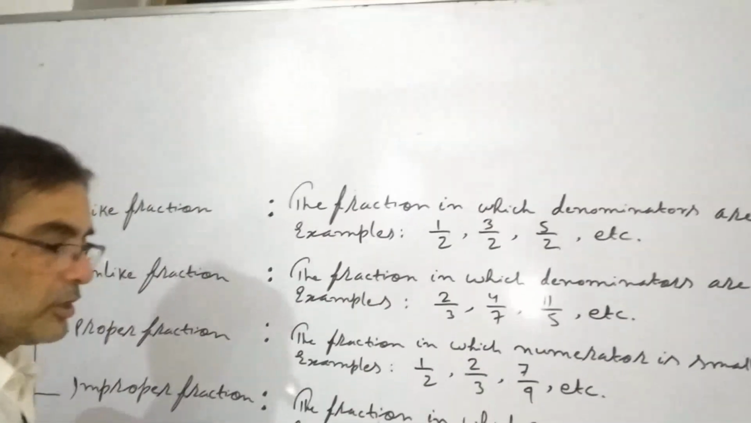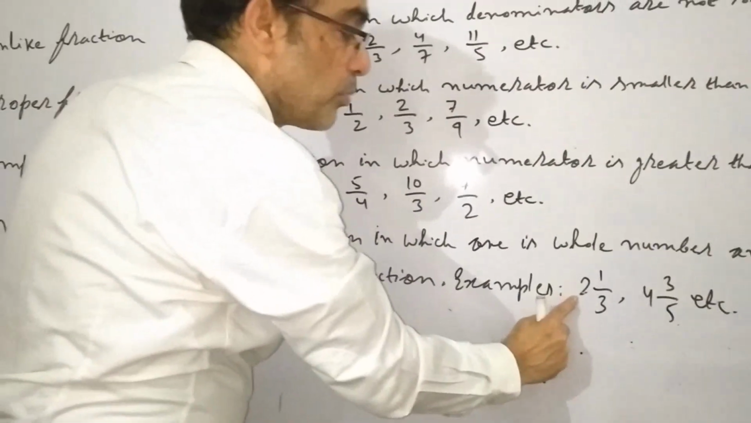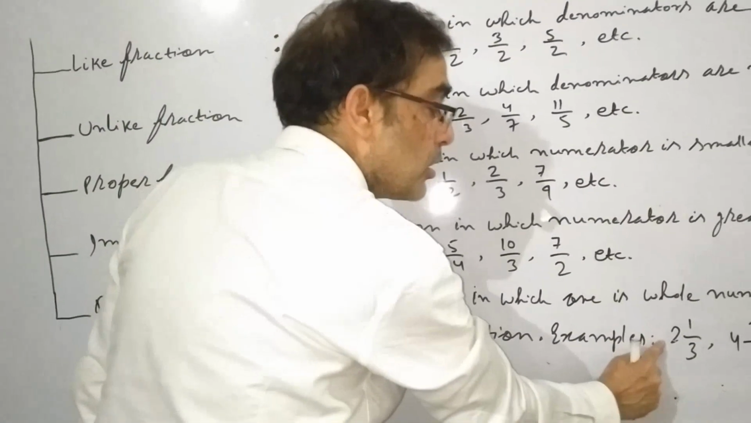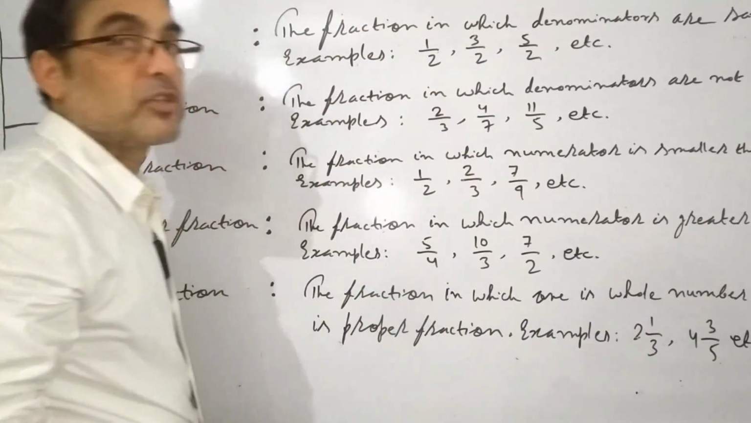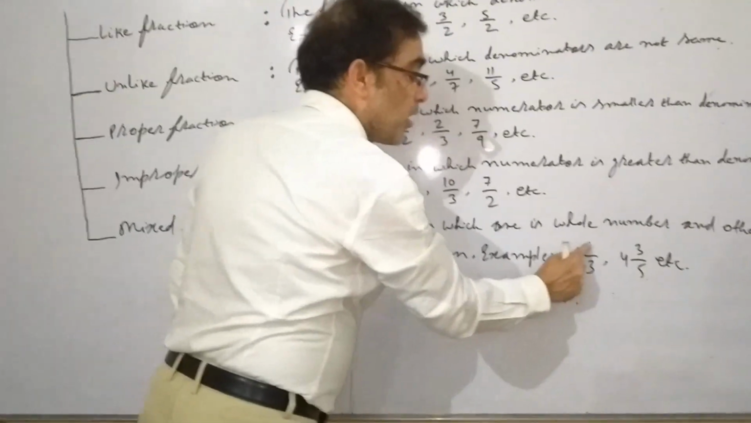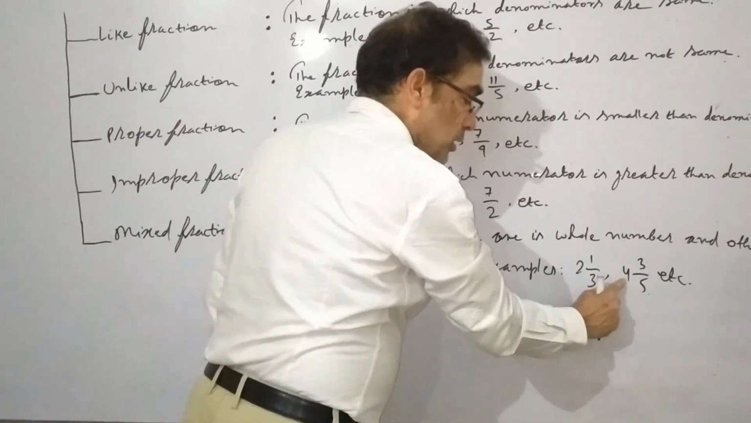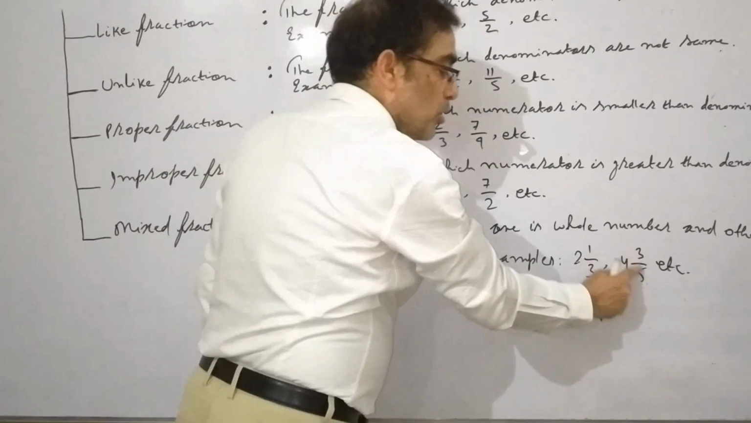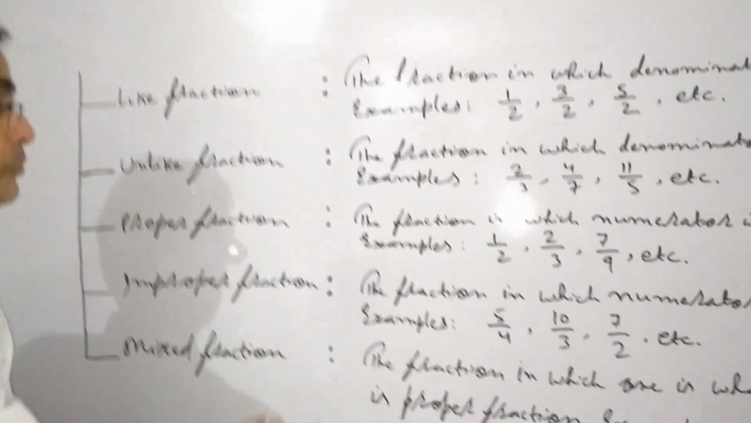And one thing I shall tell you more. In a mixed fraction, the whole number is also called the integral part, and the fraction part is called the fractional part. Here, in 2 and 1 by 3, 2 is the integral part and 1 by 3 is the fractional part. In the example of 4 and 3 by 5, 4 is the integral part and 3 by 5 is the fractional part.